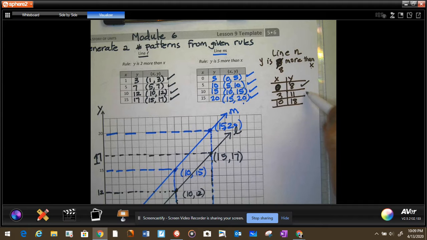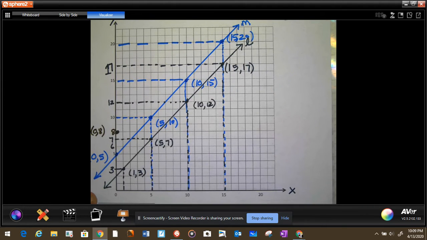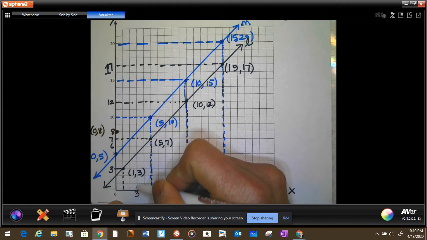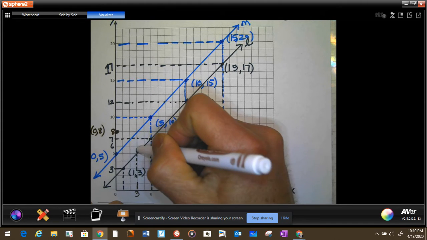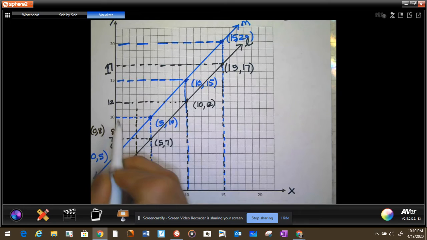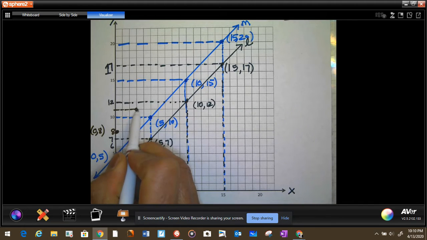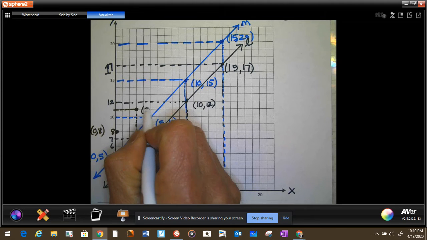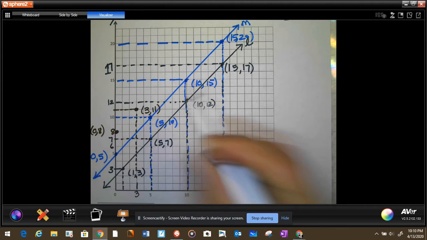Our next point on the line is going to be 3 and 11. So x is 3. We're going to run to 3. Here is 3. And we're going to go up to 11. Okay, there is 11. And now this is the coordinate pair for this point, 3, 11.